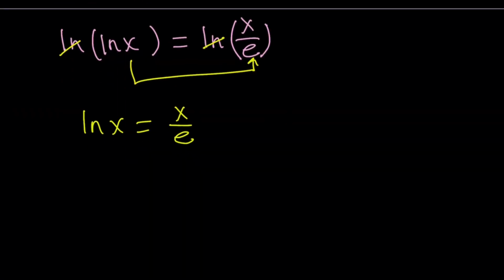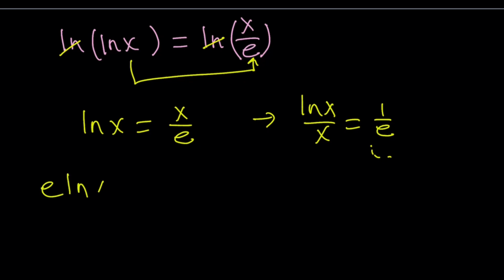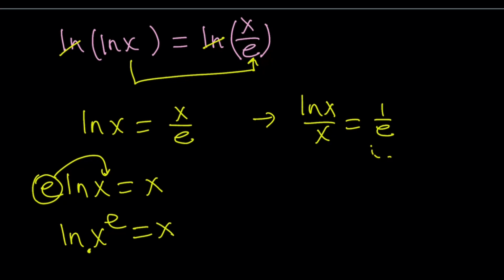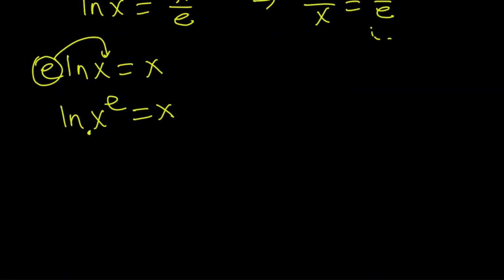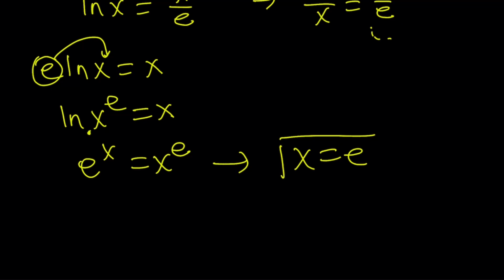Now this gives us another equation, and obviously there's a lot of different ways to look at it. For example, you can write this as ln x over x equals 1 over e, and then go about solving it. 2 days ago, remember, we made a video on ln x over x equals negative 1 over e. You can take a look at the solution as well. Or we can do cross multiplication, ln x equals x, and then move this e over here, write it as ln x to the power e equals x. And remember, ln is base e, so you can use the definition e to the power x equals x to the power e. That's what you get, and from here x equals e as before. So there's a lot of ways to go about it.